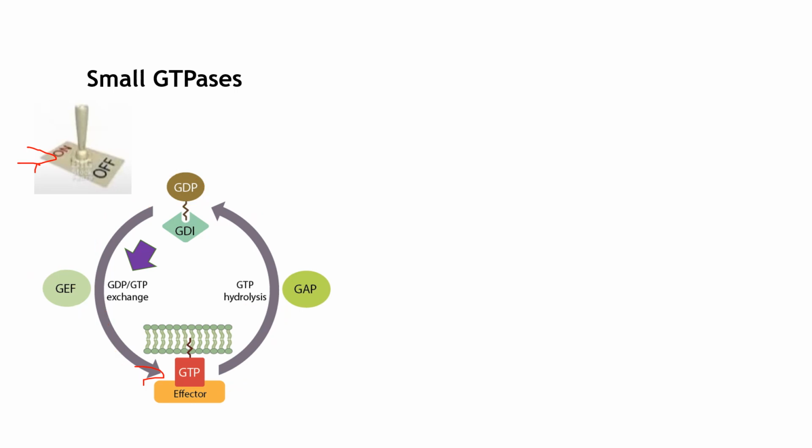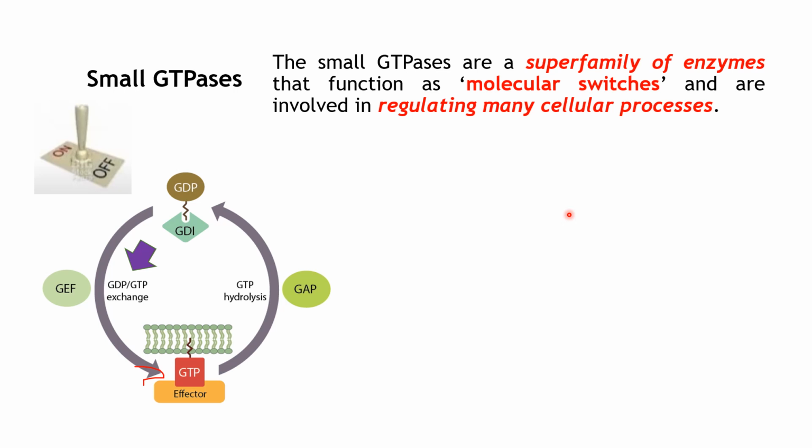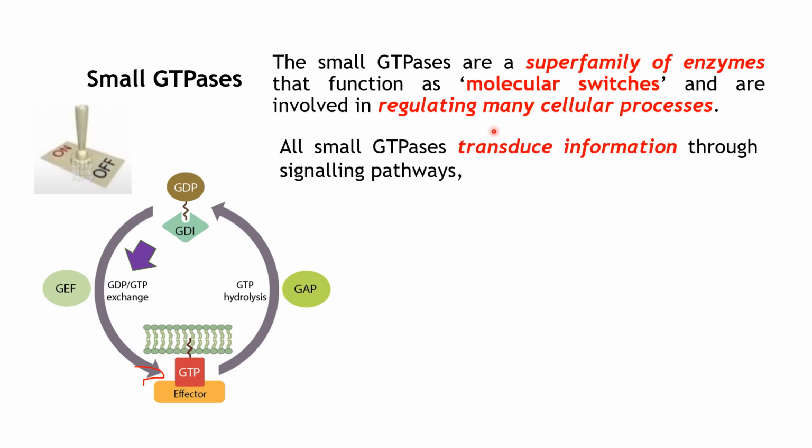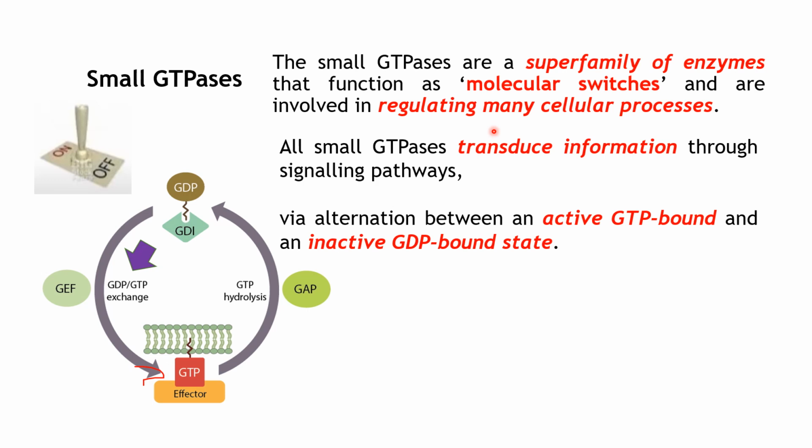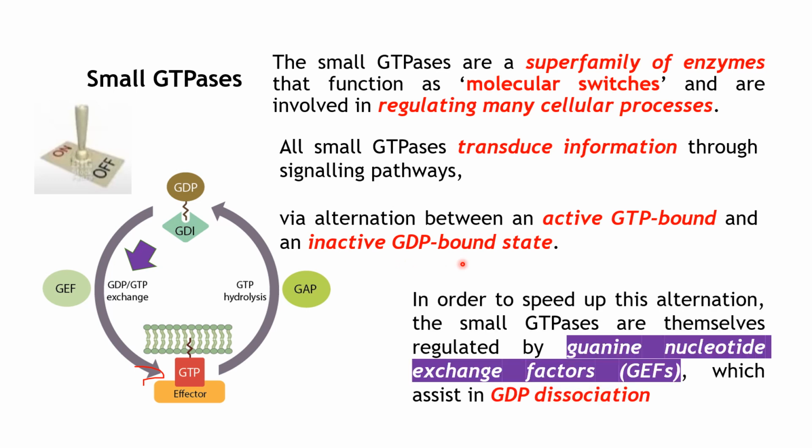Let me delete this and summarize all the things that I just told you. I told you that small GTPases are a super family of enzymes that act as molecular switches, as you saw here, and they are involved in regulating many cellular processes. They are involved in transducing a lot of information, many signaling pathways, and the activated state is GTP bound and the inactivated is the GDP bound state. So one is the activated and the other one is the inactivated.